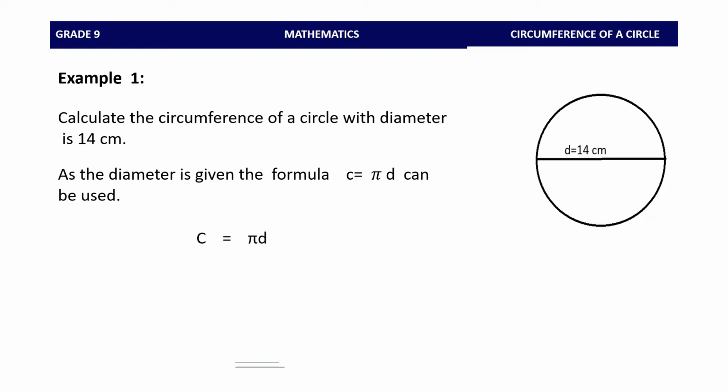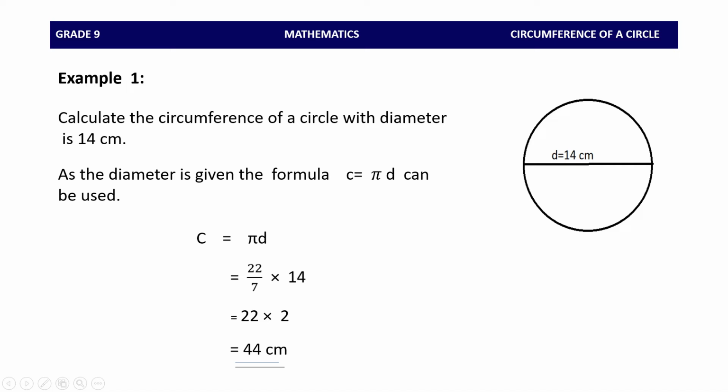Substitute the values into the formula C equals pi D. C equals 22 over 7 multiplied by the diameter 14. 7 and 14 can be simplified. The answer is 22 multiplied by 2, 44 centimeters. The circumference of the circle is 44 centimeters.